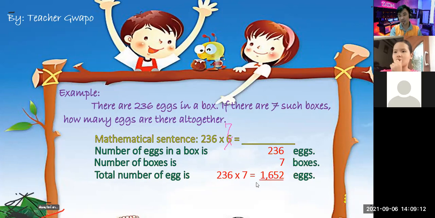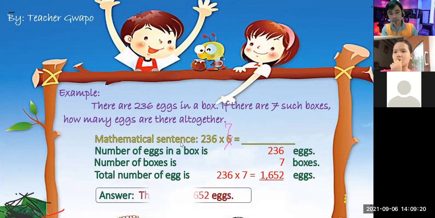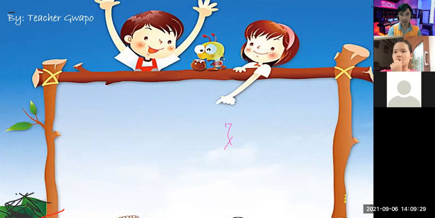So we multiply with times. 236 times 7 is equals to 1,652. Now here, the answer is there are 1,652 eggs. Now let's try here in letter A. Okay, letter A. Let me erase this one first.